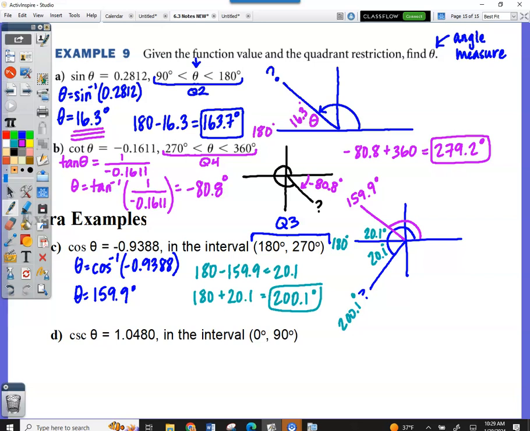So then, that's the angle that they wanted. So you could go to your calculator now and type 1 over tan 279.2 and you should get negative 0.16. I just don't remember. I can write it right here. Yeah, this is the 279.2.